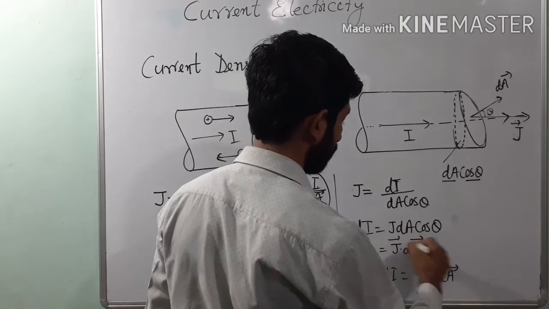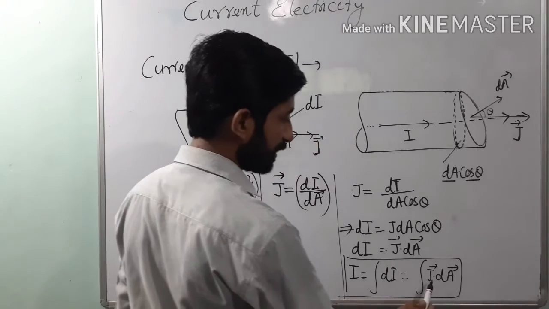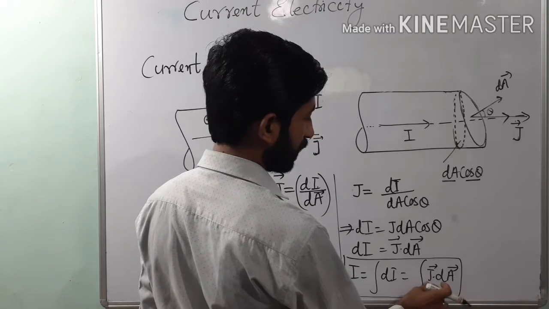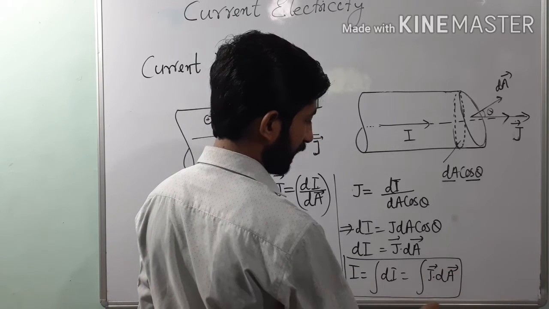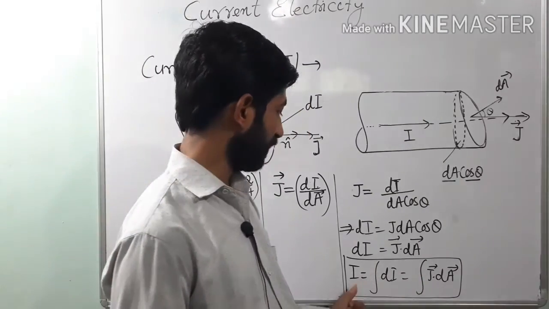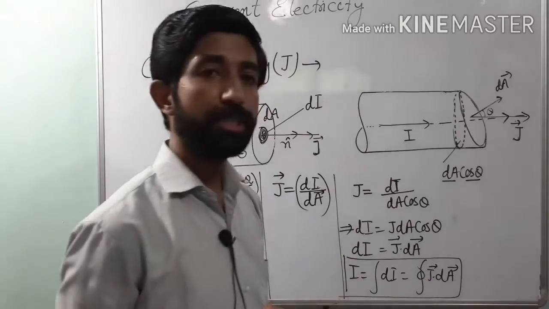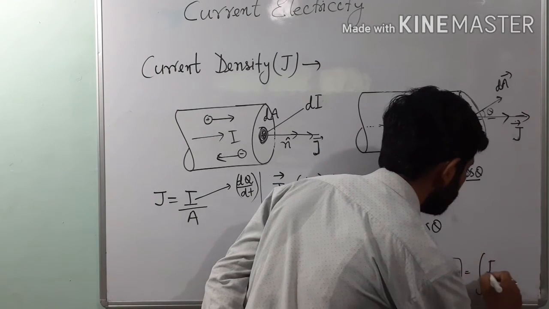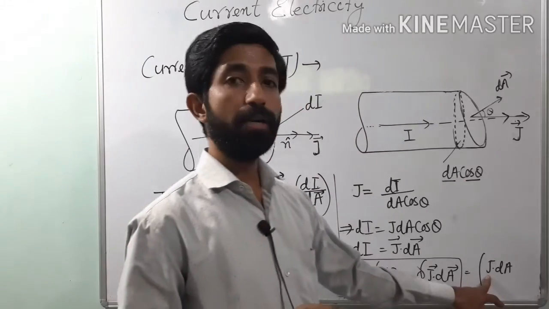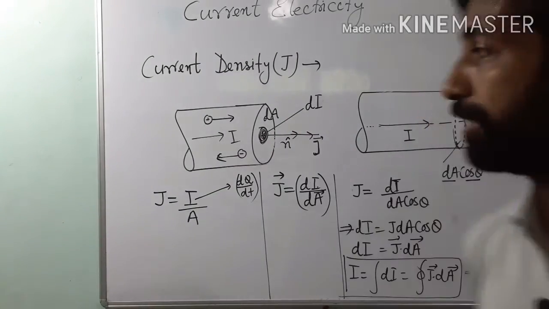Remember, both are vector quantities. So current is the surface integral. This is in terms of J dot dA, this is area, and this is a physical quantity. So we read this as the surface integral of current density. So I is the surface integral. You can write it as a closed integral, or you can write it J dot dA. That is the surface integral of current density. Okay, so hopefully this is clear to you.